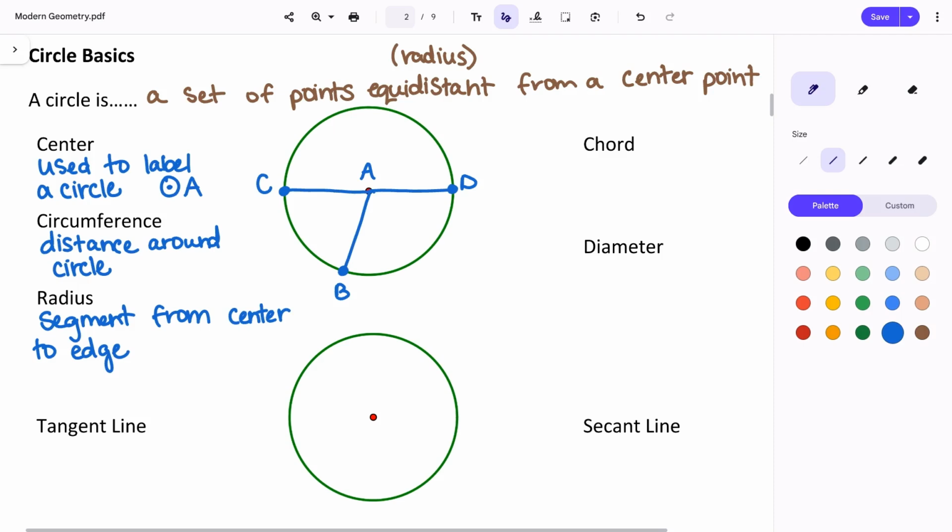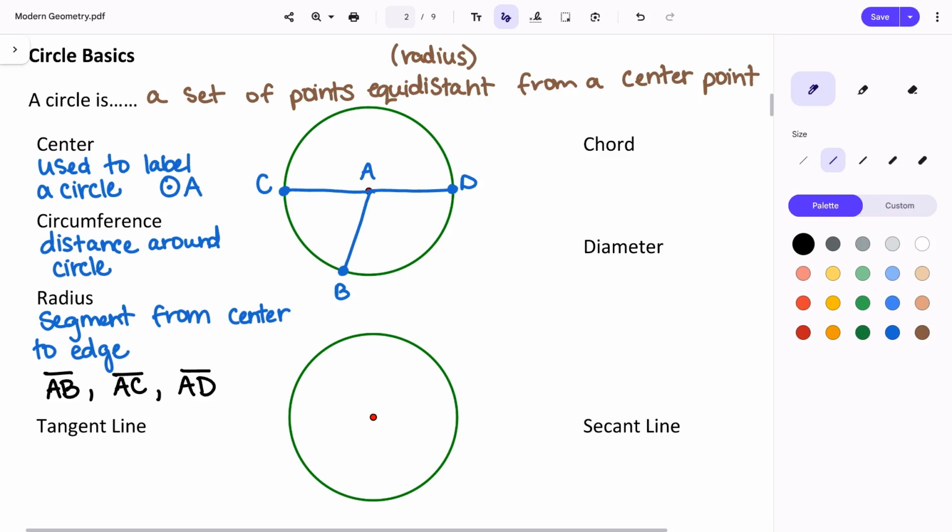How many radii do you see in my picture right now? 3. When we name them, we want to start from the center and go out to the edge. So how would you name the 3 radii that you see? Okay, AB, AC, and AD. Good. And when you're labeling them, it's just a segment. So our segment notation above the top is just that line, no arrows. Okay, it's just the line segment.